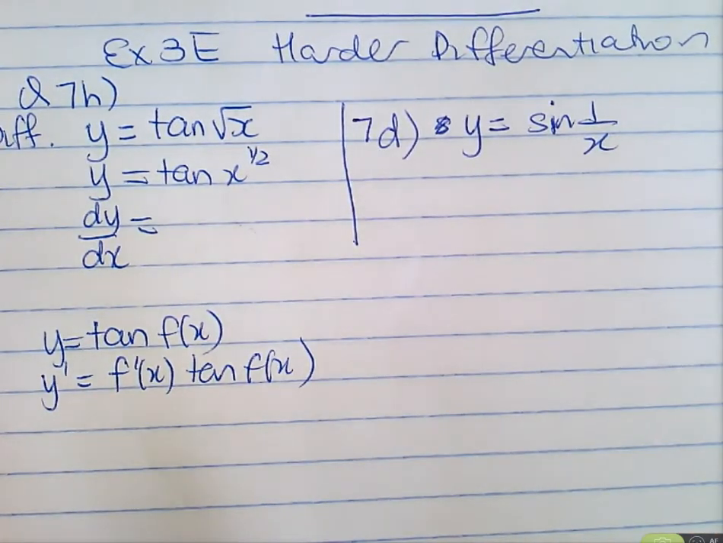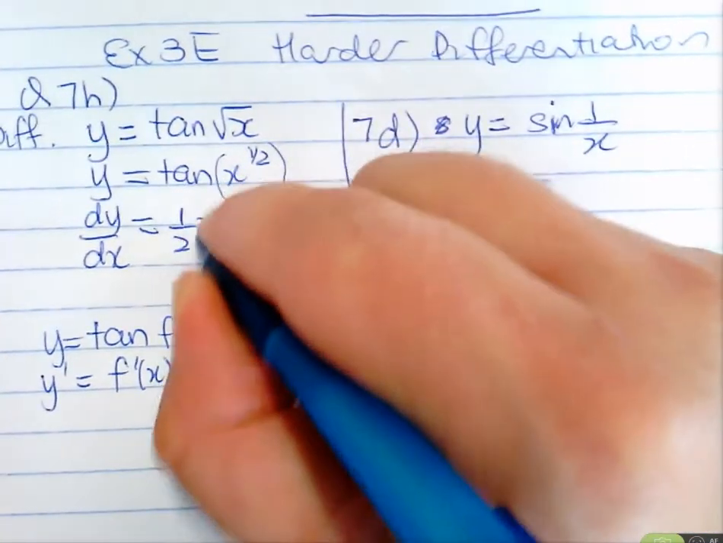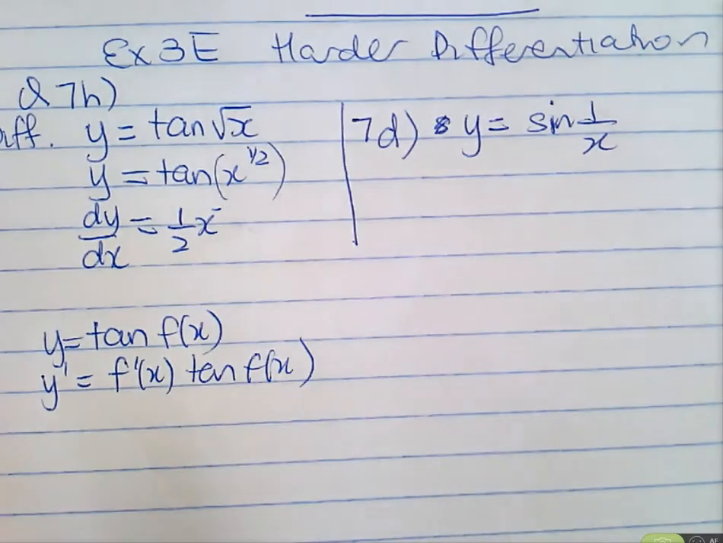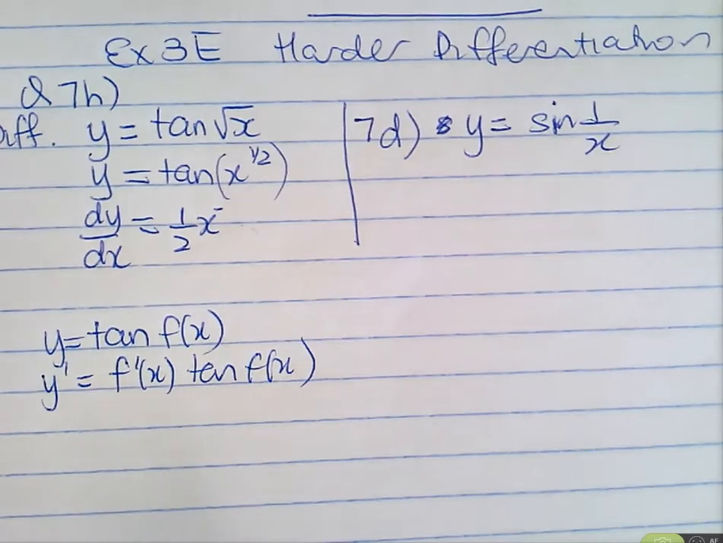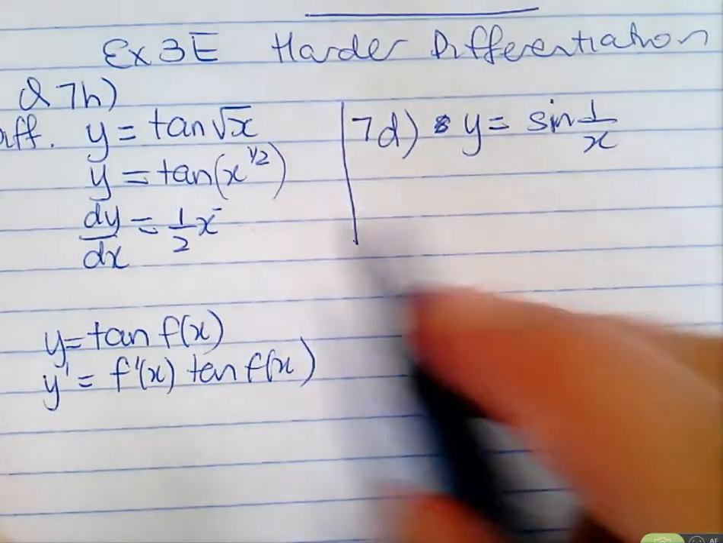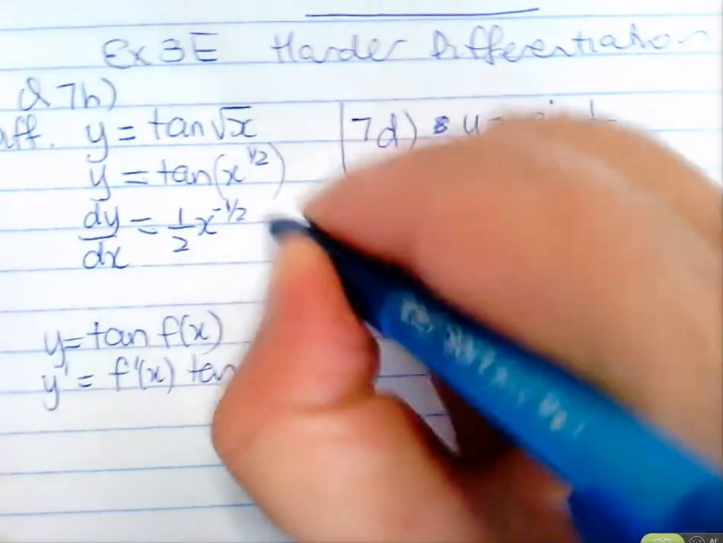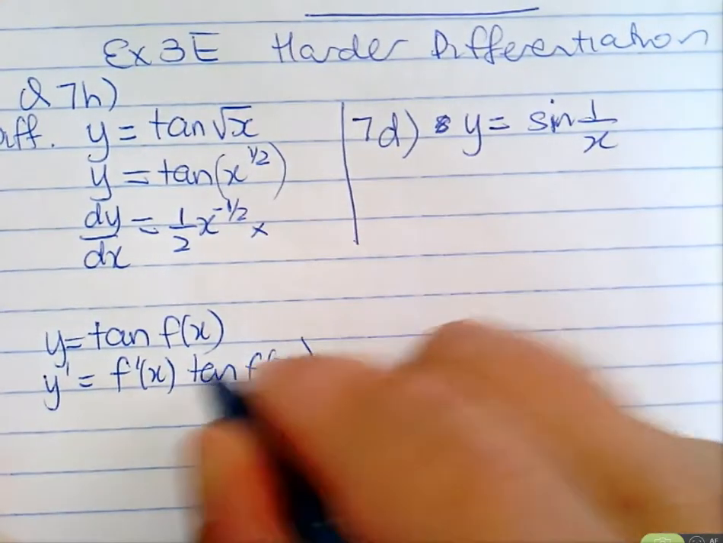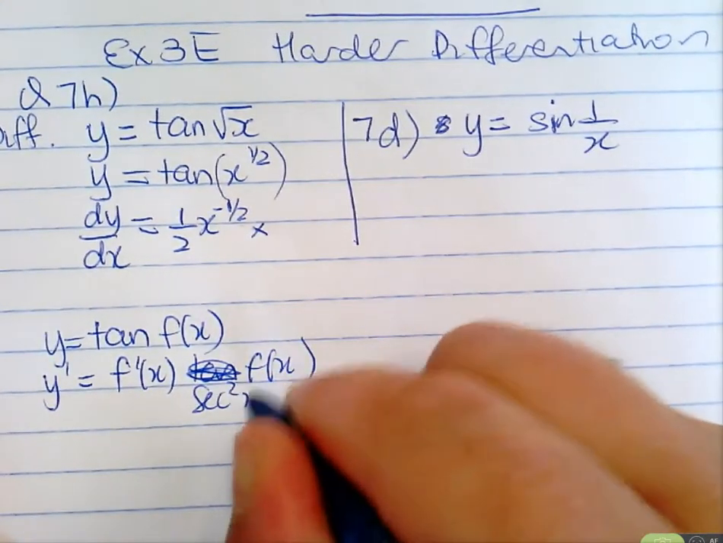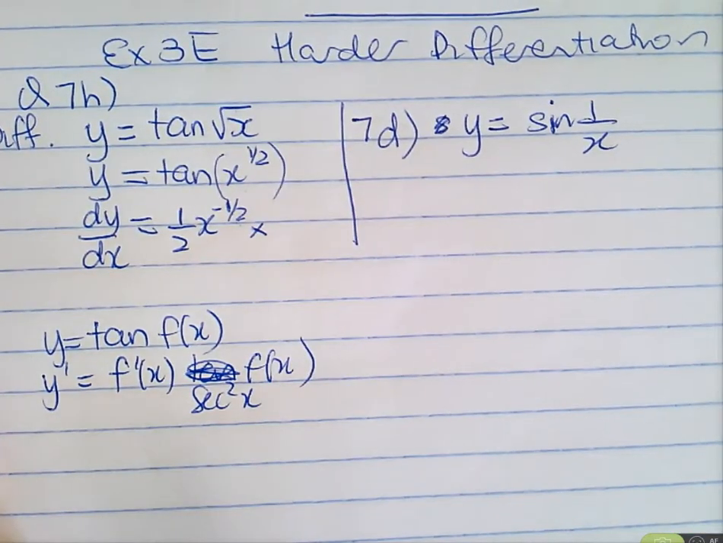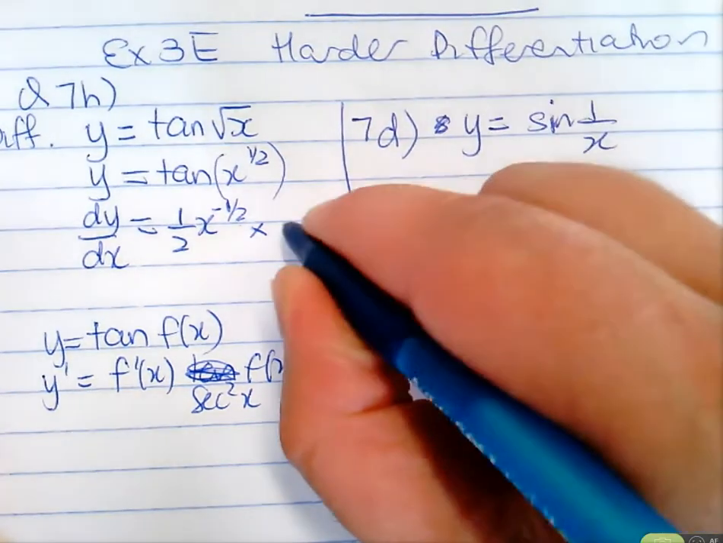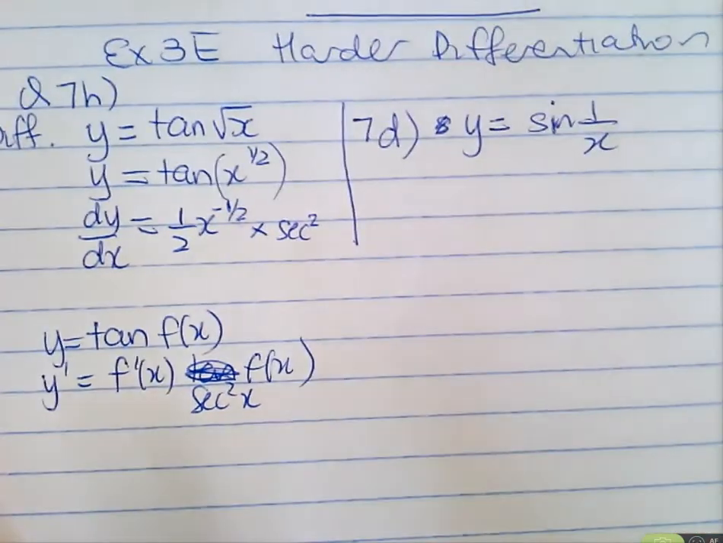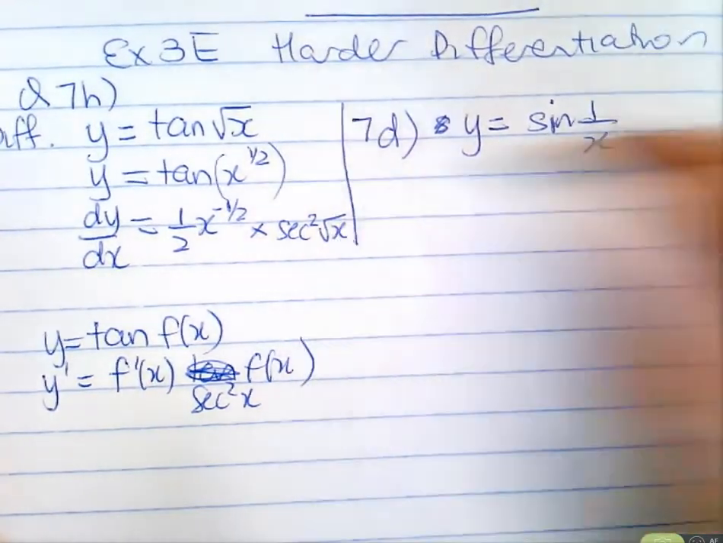Well, that's your function. Differentiate to the negative a half times... And I shouldn't have written that. That was sec squared, by the way. So if y is tan function of x, y dashed is f dashed x, sec squared function of x. What do I write? Sec squared or just root x.